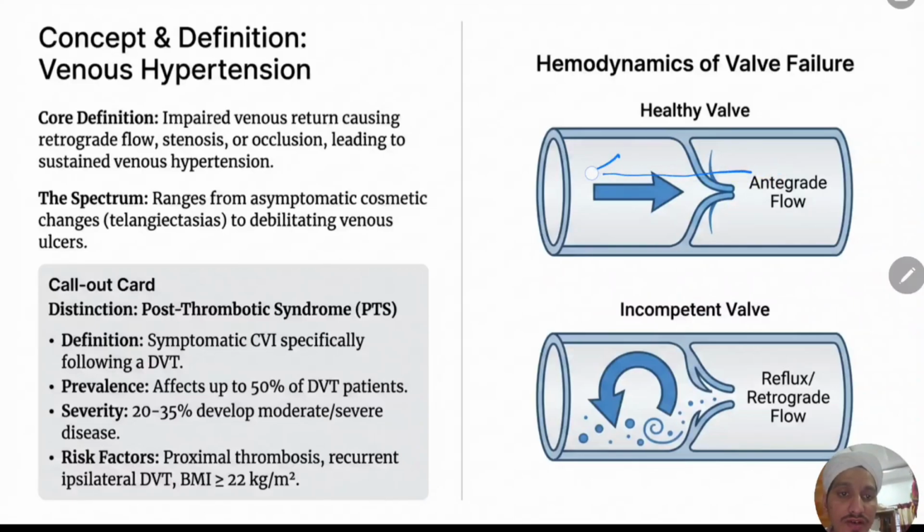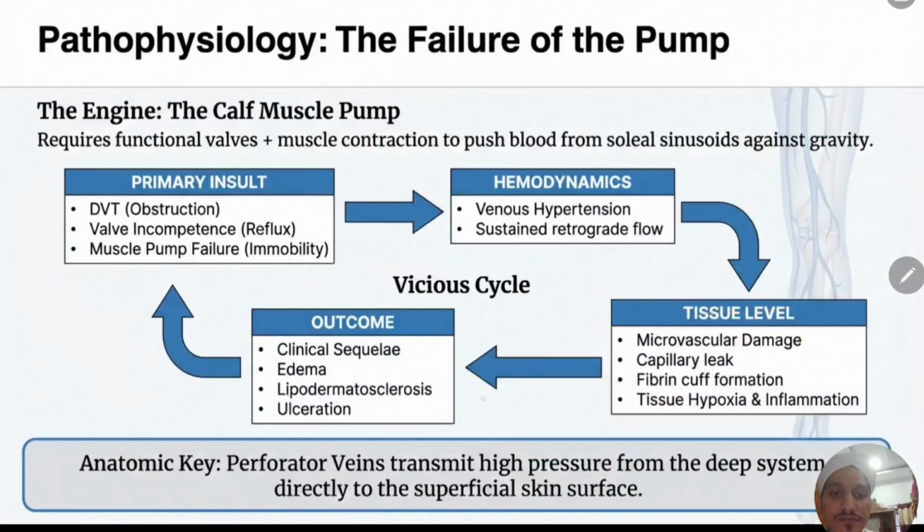Blood will flow from here to here, but it is unable to go back. But when the valves become incompetent, blood will flow, followed by that it will go back again here, because there is a defect involved. There is a reflux. That is called reflux, moving backwards.